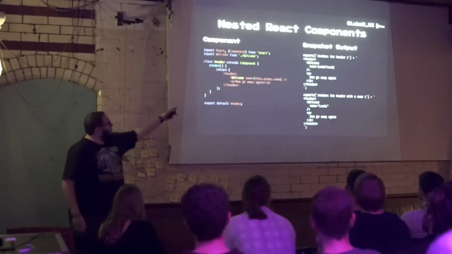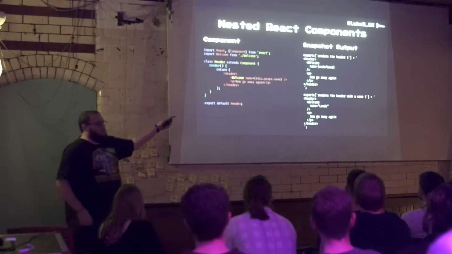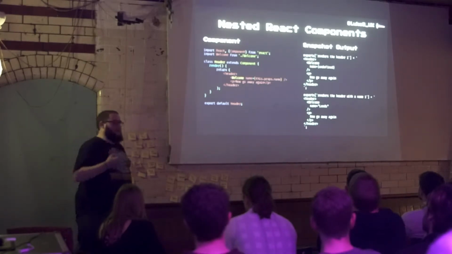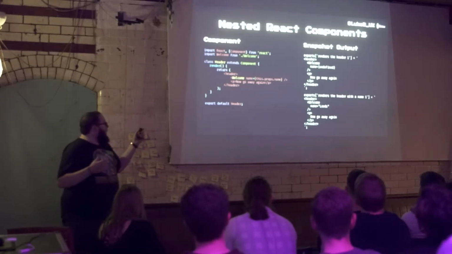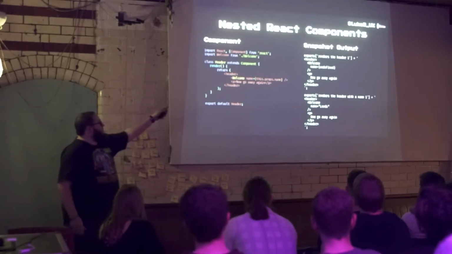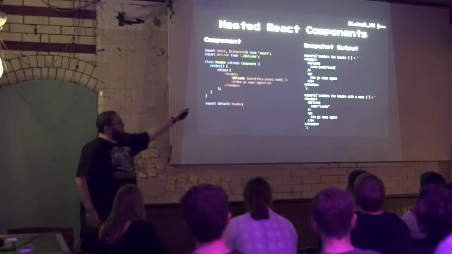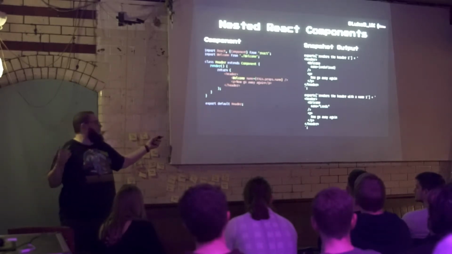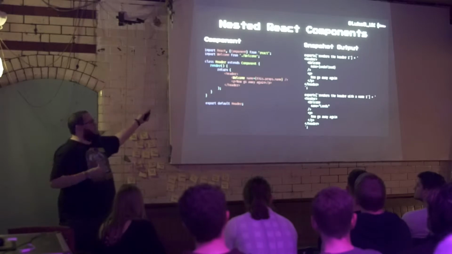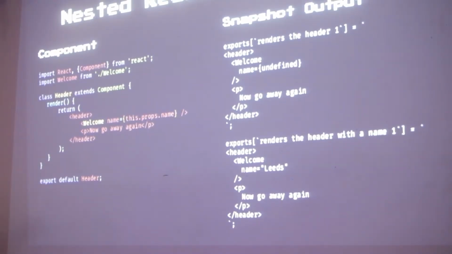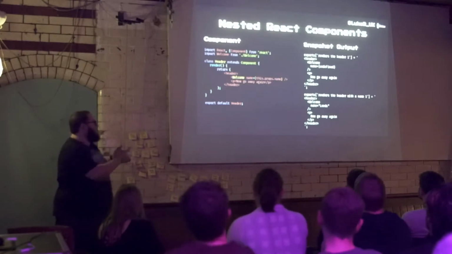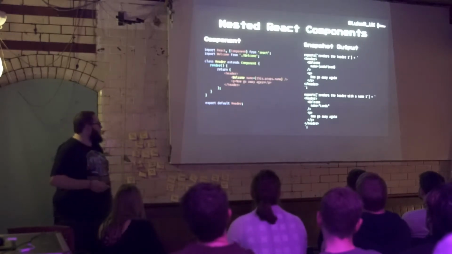And as you see, the welcome level is just where it's calling the welcome component. It's not actually rendering that out because we don't care about that. And then you see that it also passes through welcome name undefined because it's just passing it straight through, because our component doesn't actually care about the name, it just cares to pass it through. And then welcome name Leeds. So we know in both cases it's doing what we're expecting. It's passing through nothing, it's passing through Leeds.